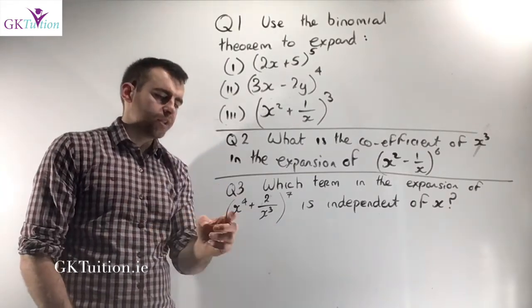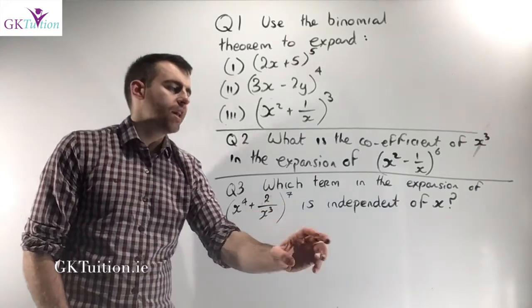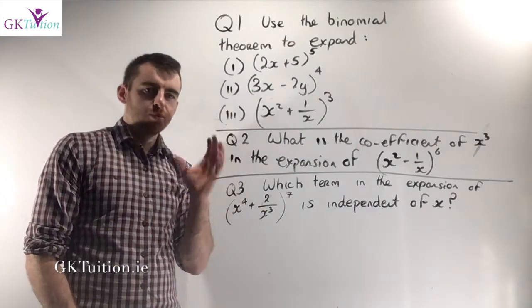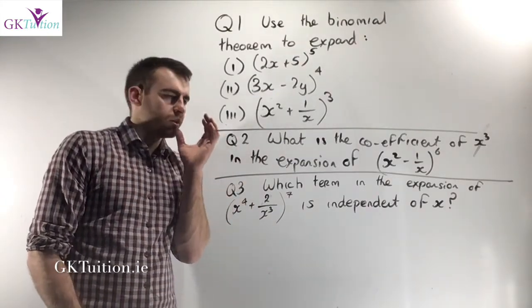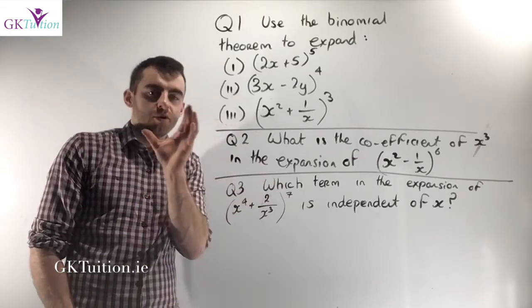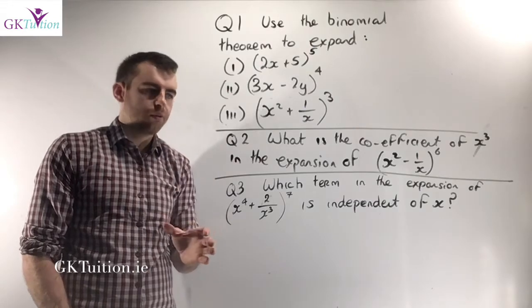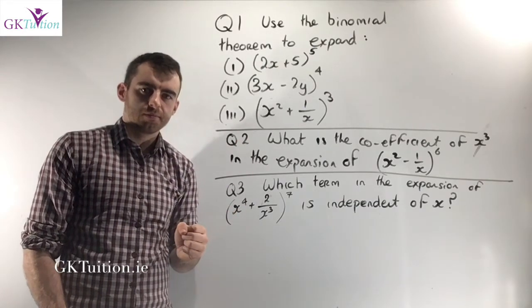Question 3 is similar. Which term in the expansion of x to the power of 4 plus 2 over x cubed, to the power of 7, is independent of x? In other words, when you expand this, in one of the terms the x's are going to cancel each other out, and you have to tell me what that term is. What number do you get when the x's cancel each other out? So I want you to pause the video now and work through these questions, and then watch my solutions on it.